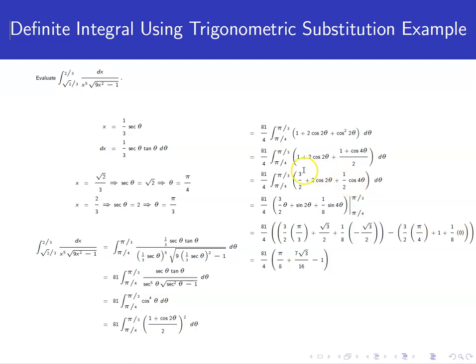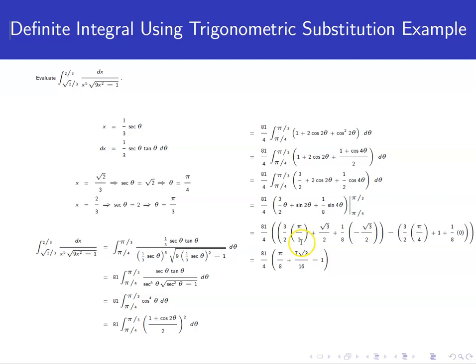Now we're ready for an antiderivative. The antiderivative for 3/2 is 3/2 theta. The antiderivative for 2 cosine 2 theta is simply sine 2 theta. The antiderivative for 1/2 cosine 4 theta is 1/8 sine 4 theta. And now plug in your endpoints.